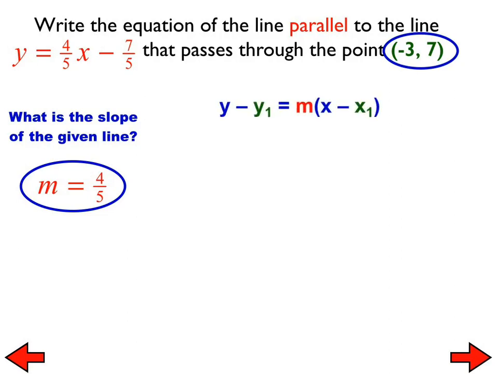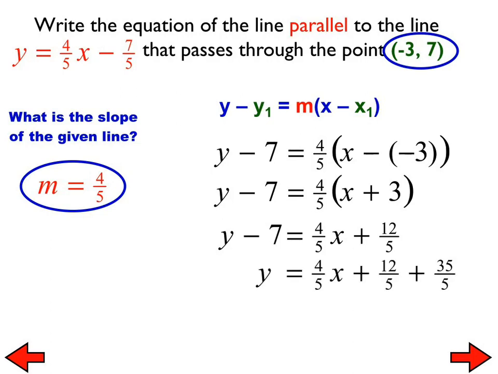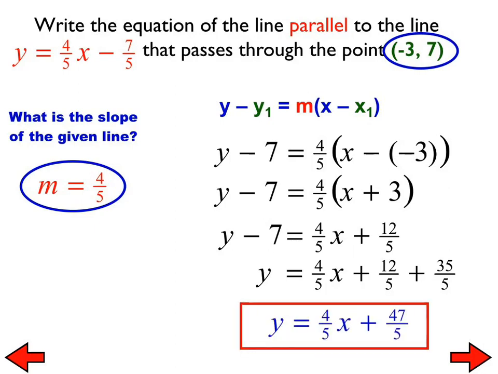Substitute those into the point slope formula or the point slope equation, whatever you want to call that. We end up with this. Add the opposites on the right hand side in the parentheses. Use the distributive property. And then of course this is where a few of you struggle a little bit, adding 7 to both sides. So I went ahead and turned the plus 7 into 35 over 5, finding the common denominator. And we should end up with y equals 4/5 x plus 47/5. Any questions there?